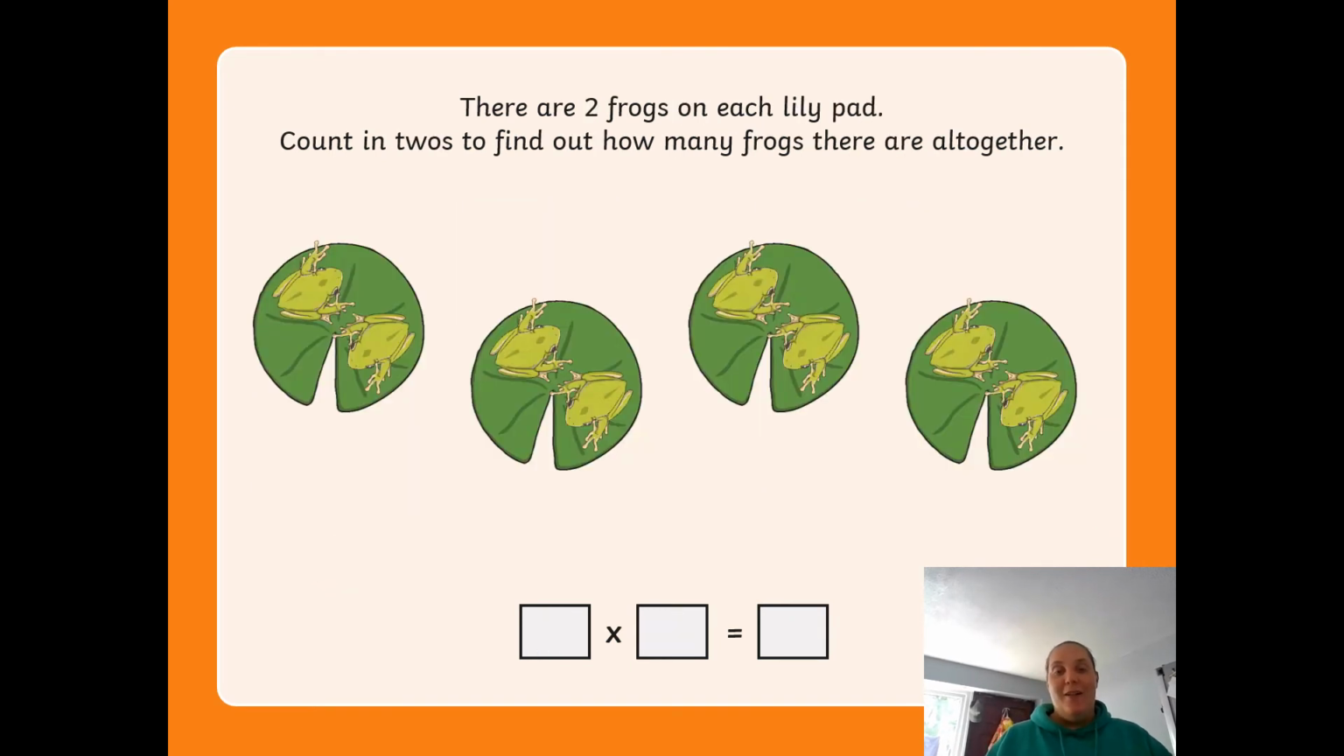Well done. So this time we've got 2 frogs on each lily pad. So here's my 2 frogs. And we've got how many lily pads? How many lily pads can you see? I can see 4 lily pads. So our calculation is 2 times 4. And when I count in 2s, so we've got 2, 4, 6, 8. My answer is in fact 8.